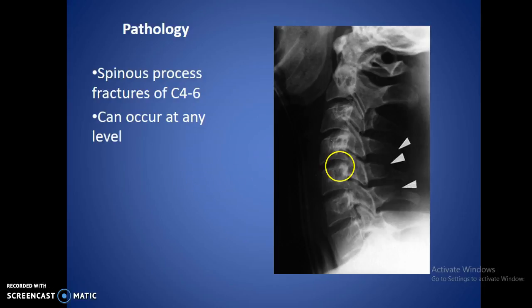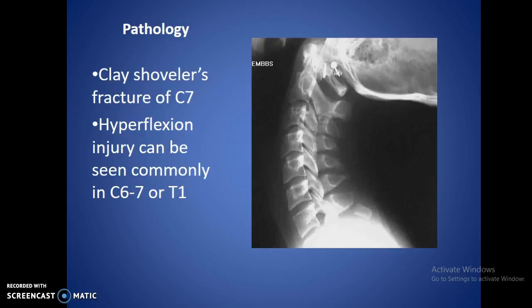Spinous process fractures C4, 5, and 6. You can see these pretty well, these little black lines through here. These can occur at any level, but usually the smaller vertebra, depending on the hyperextension, can cause these fractures, and these vertebrae a little bit more commonly.